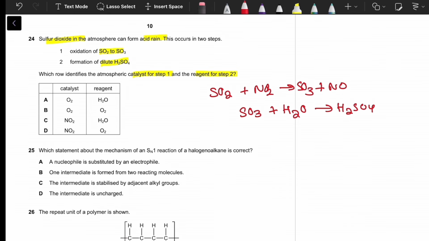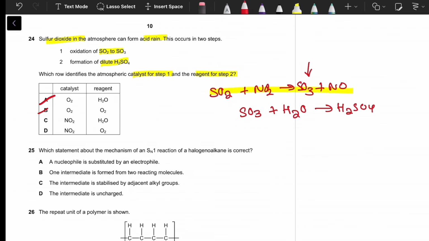Acid rain is a common consequence in cars because nitrogen can actually react with the air to form nitrogen dioxide because of the very high temperatures in engines. And as a result, nitrogen dioxide can actually react with sulfur dioxide to form sulfur trioxide, acting as a catalyst. So we can already cancel out options A and B.